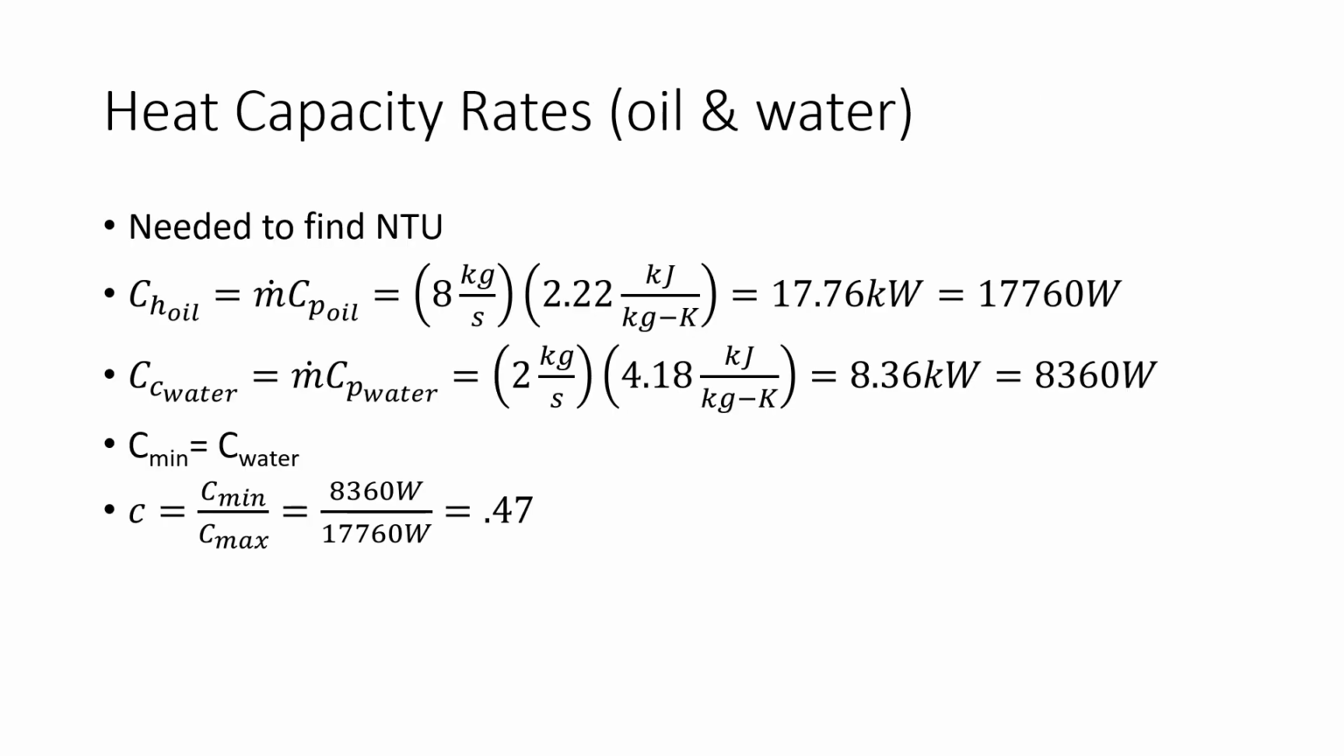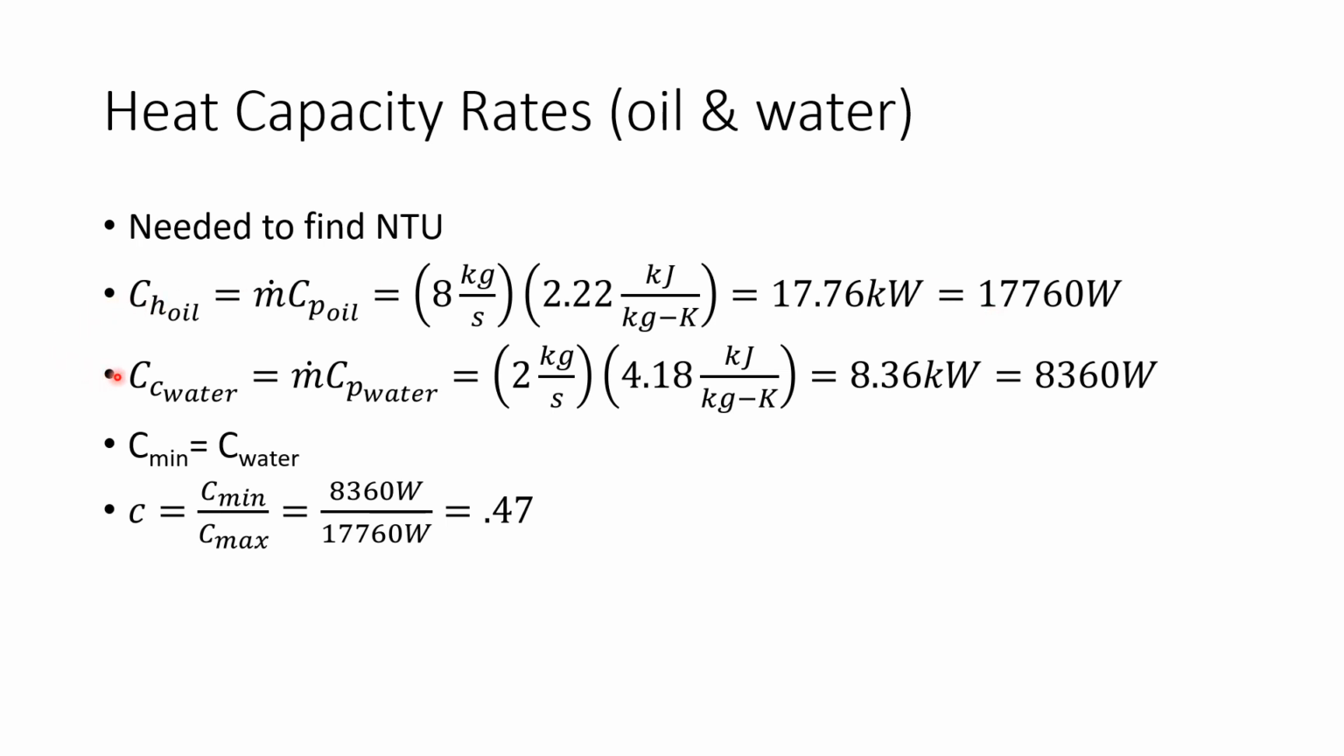And then we need to find the heat capacity rates of both the oil and the water. As you can see here, they're both the same equations, just using different Cp numbers, and obviously the m dots are different between the two fluids. So you take the mass flow rate times the specific heat of the oil, and that comes up to 17.76 kilowatts, or 17,760 watts.